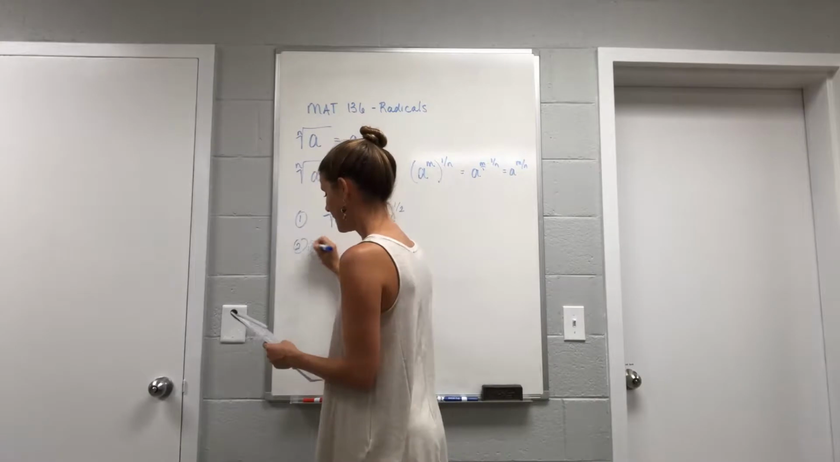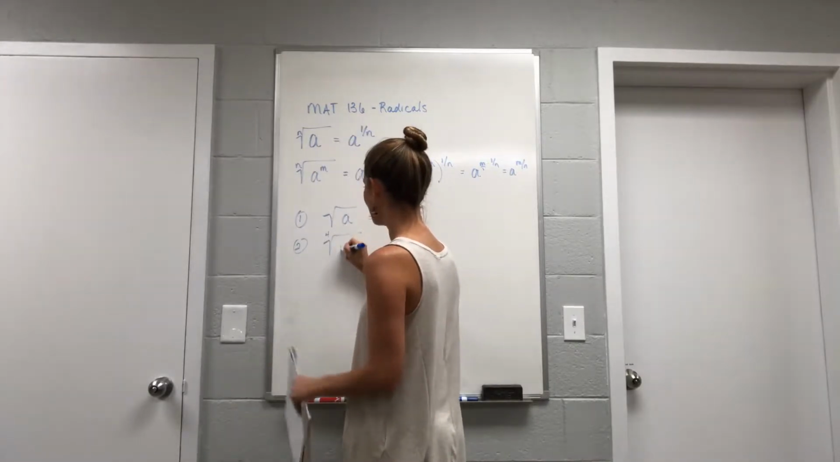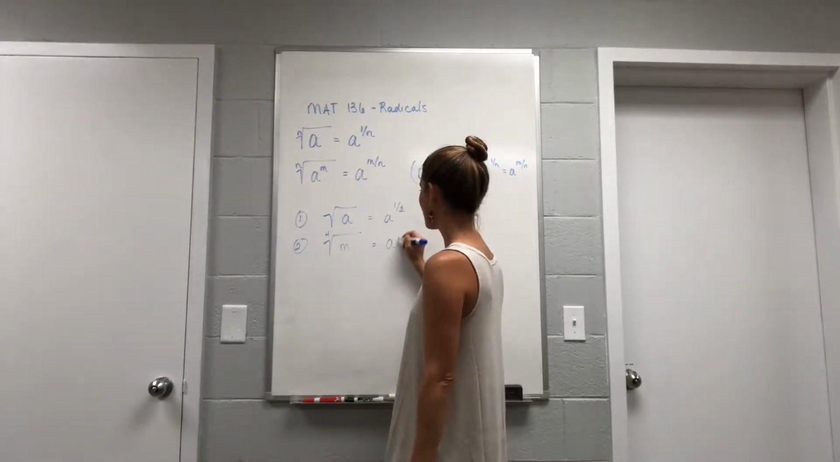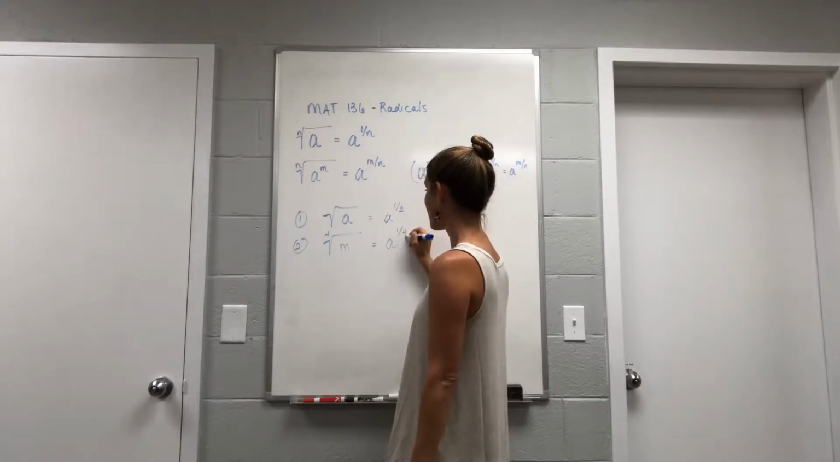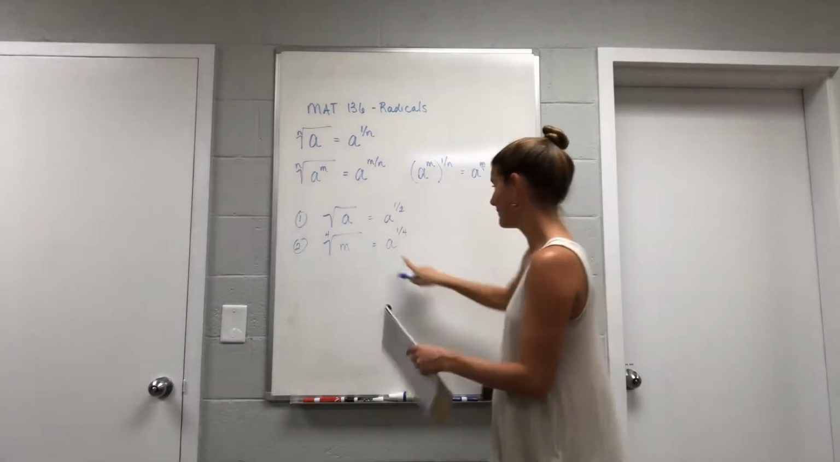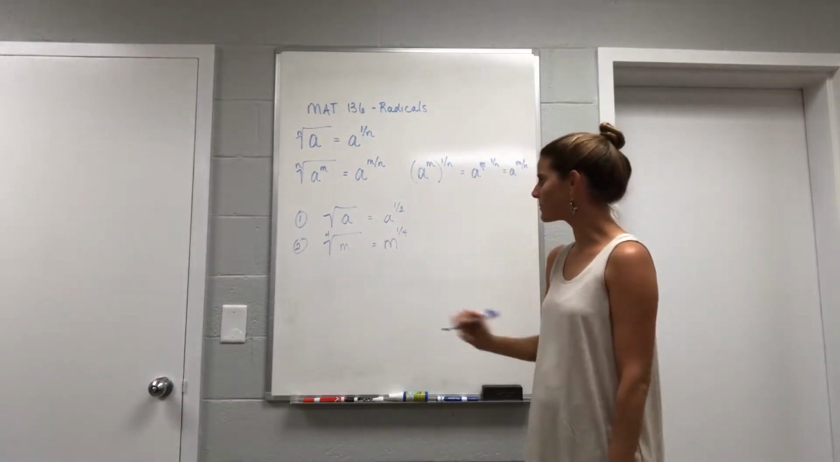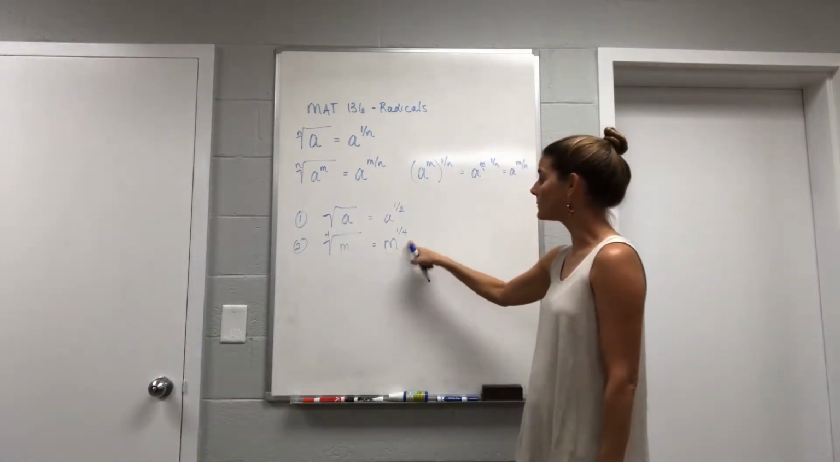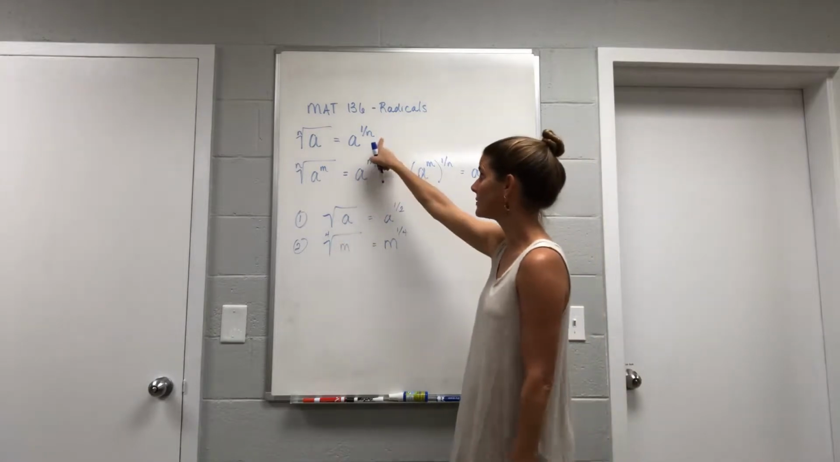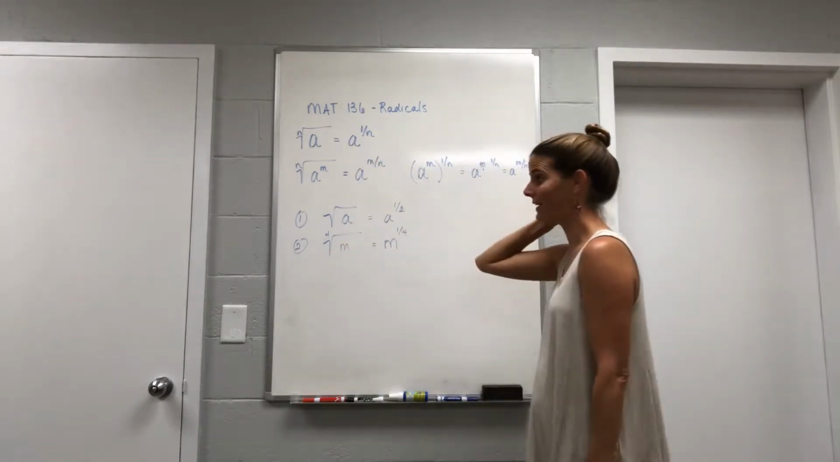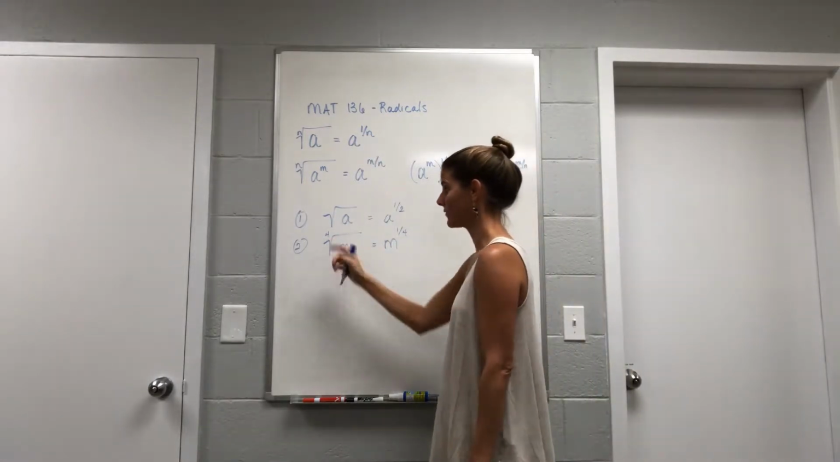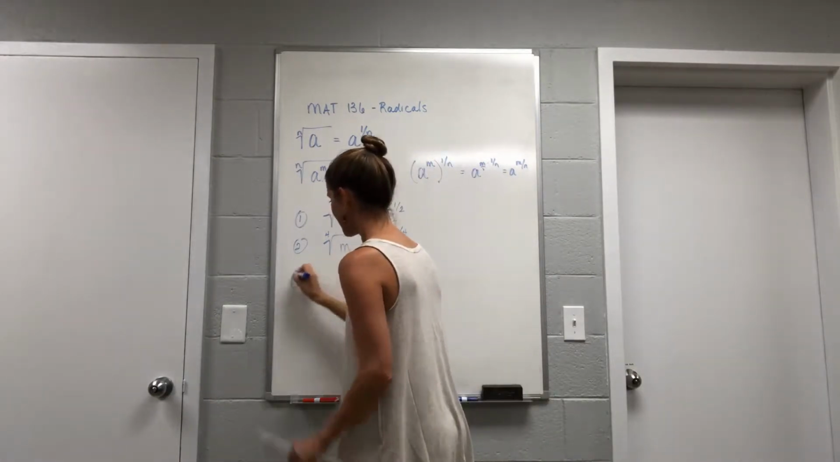Second example, if we see the fourth root of m, that's equal to m to the 1/4 power. I'm sorry, not a, but m, since that's our base. But the fourth root of m is equal to m to the 1/4 power. Again, using this rule, it's just a to the 1 over n, whatever that root is, and in this case 4.